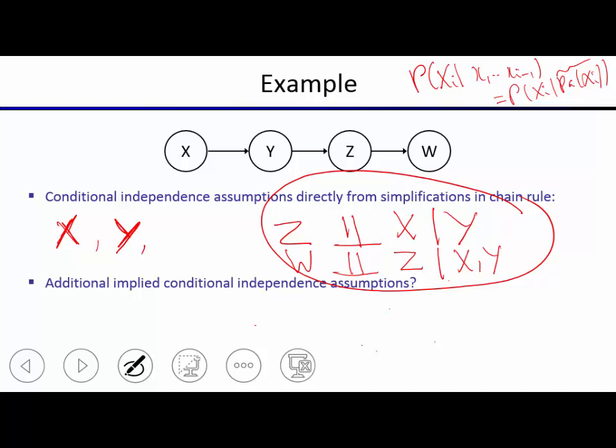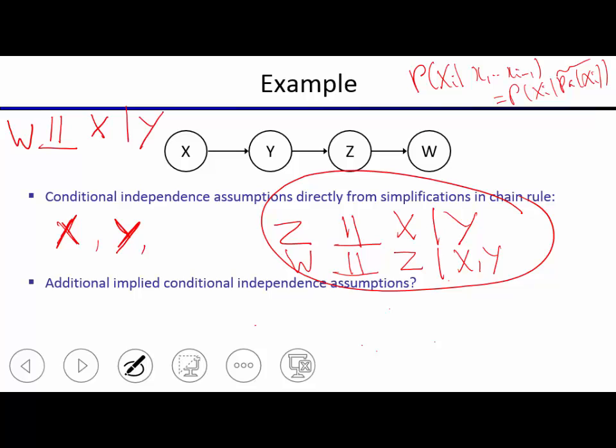Now the question is, can you come up with another conditional independence that is true among these variables that I haven't written down yet, but that nevertheless is guaranteed to be true? I'll tell you there is one. Can you find which it is? Over there. The suggestion was w independent of x given y. Well, what's the intuition here?